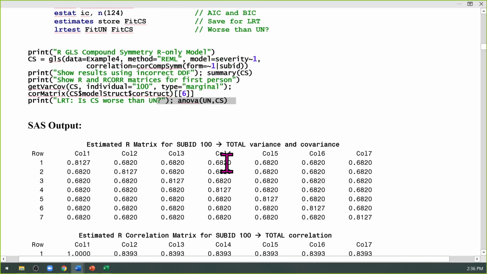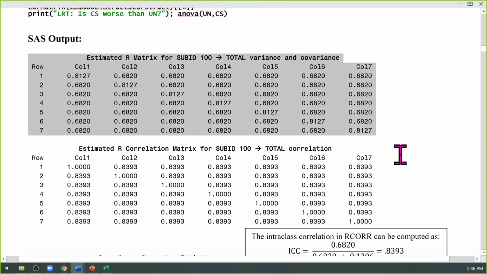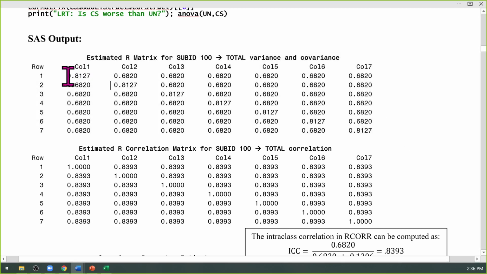So here are my results. First off, this is my model predicted R matrix. So this is not the data. This is what the model says the data should look like. So this prediction of what the data should look like says that the variance is the same across time. That's why these numbers are all the same. The model also says that the covariance across time is all the same. And so that's why these numbers are all the same here.